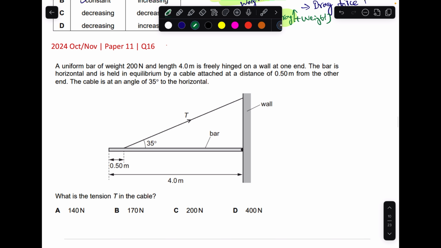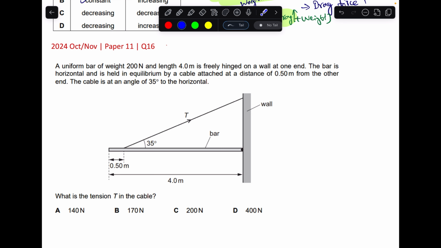Okay, let's move to the next question. A uniform bar of weight 200 Newton and a length of 4 meters is freely hinged on a wall at one end. The bar is horizontal and is held in equilibrium by a cable attached at a distance of 0.5 meters, as they are showing here. This is the cable from which it is attached. The cable is at an angle of 35 degrees to the horizontal. What is the tension T in the cable? You have to find this.